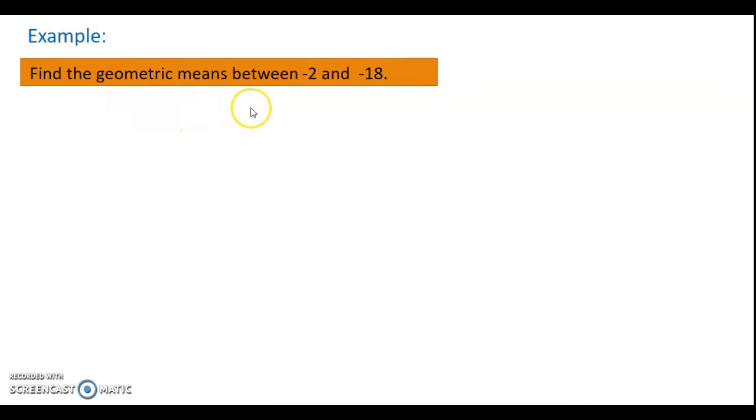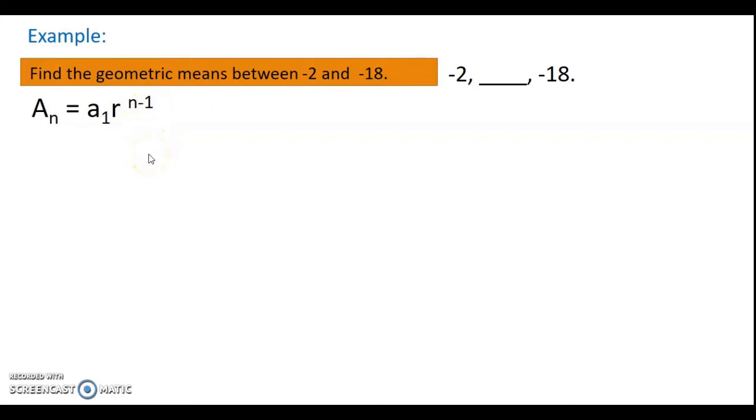Find the geometric means between -2 and -18. So here we have one missing term. We will be using our geometric sequence formula: a sub n is equal to a sub 1 times r raised to the power of n minus 1.